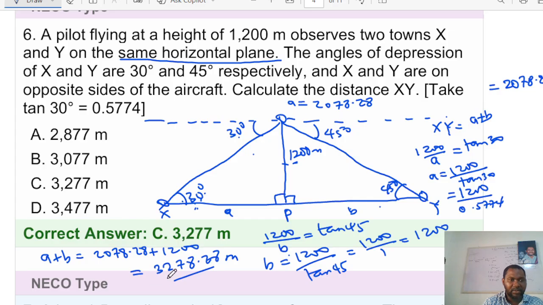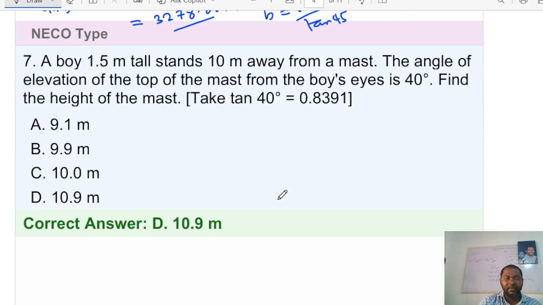And the one closest to this is this one here. So the answer is C, 3277. Okay, very good. Now another one here says a boy 1.5 meter tall stands 10 meter away from a mast. Here the boy has a height 1.5 meters, stands 10 meters away from a mast.